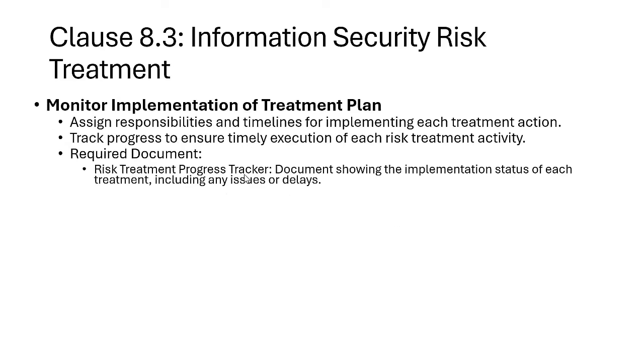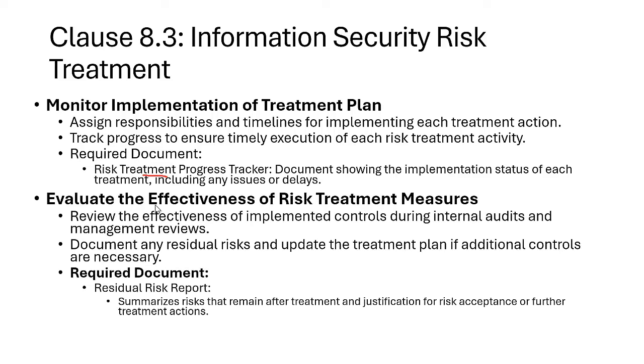Now, we have the next clause: further to that, we have to monitor the implementation of the treatment plan. The document we have here is not mandatory, but it is good to have, like a risk treatment progress tracker, which shows the implementation status. That's a very important part. And then we also evaluate the effectiveness of the risk treatment measures, like we review the implemented controls with the help of internal audit. For that, we create one document called a residual risk report, where we summarize the risks that remain after treatment and the justification for risk acceptance. So all those things are required.